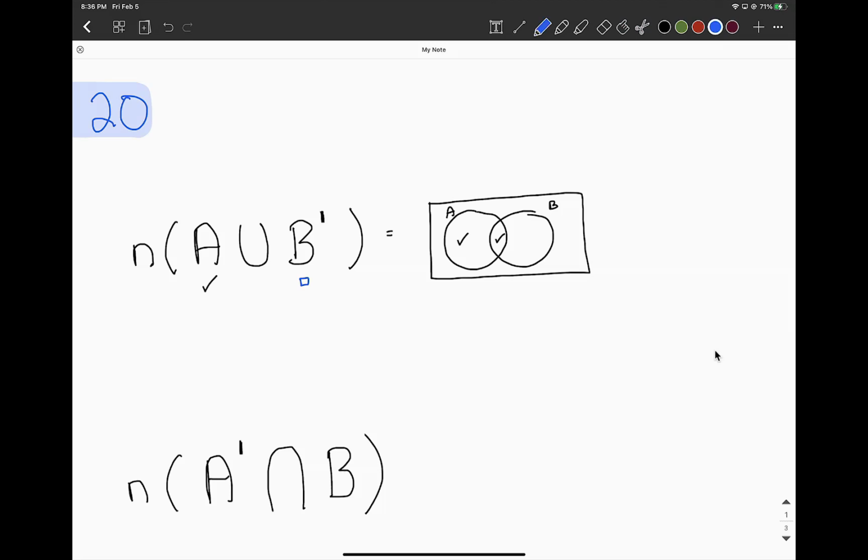Here are the things that are not in B. Agree? Union wants us to collect it all, add it up. We're taking this, and we're taking this outside region.